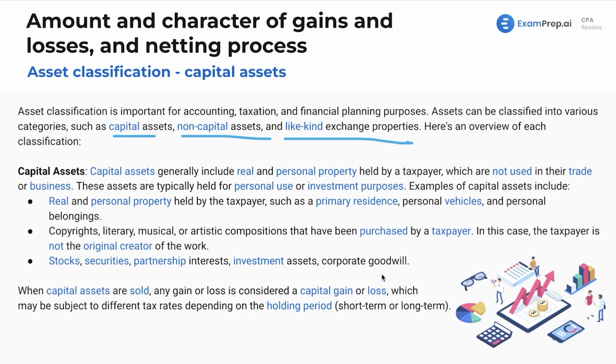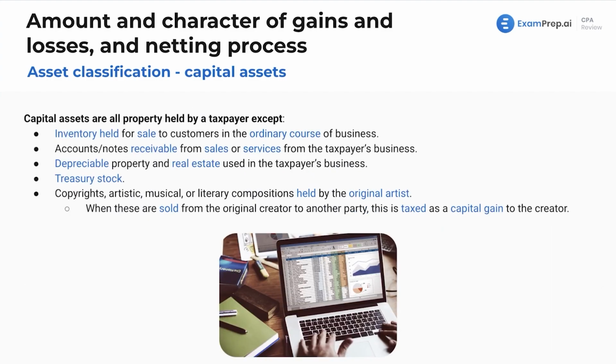And classification is the name of the game for a lot of different topics throughout the exam, so make sure you're familiar with this. When capital assets are sold, any gain or loss is considered a capital gain or loss, which may be subject to different rates depending on the holding period, short-term, long-term. So we see you want to be a capital asset. That's a pretty good classification. You get better tax treatment with those. Couple more points about capital assets.